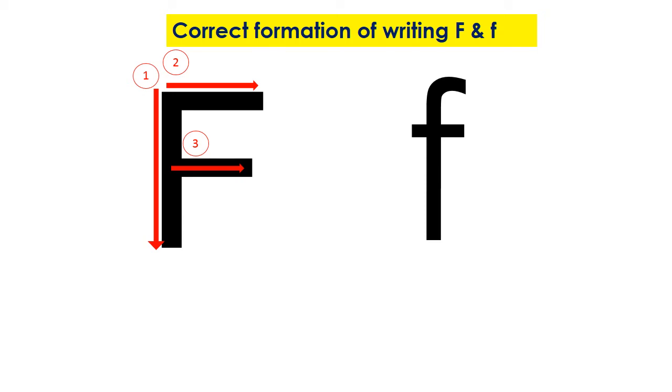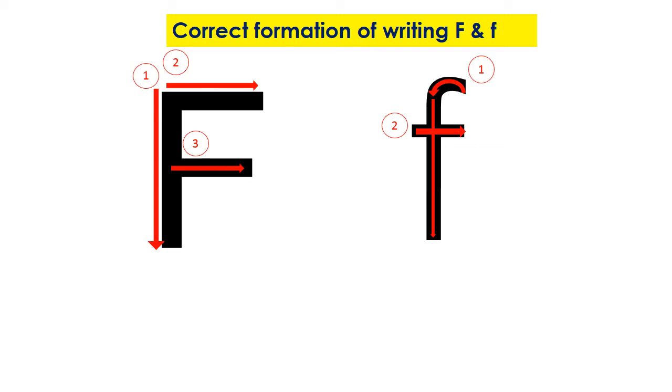Next, simple F. Start from the top, making a curve and then continue a straight line down below to the bottom. Next, go to the middle and draw a sleeping line across. Alright? By looking at these red arrows, you can understand that.